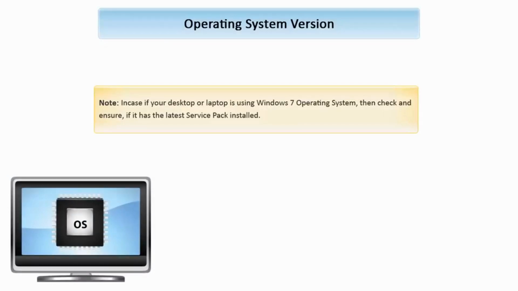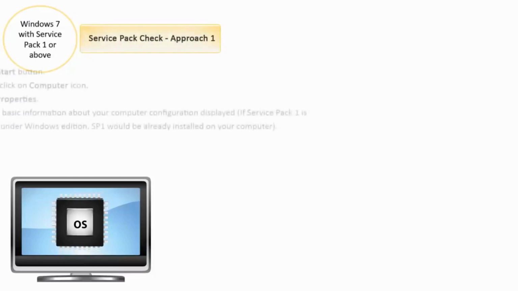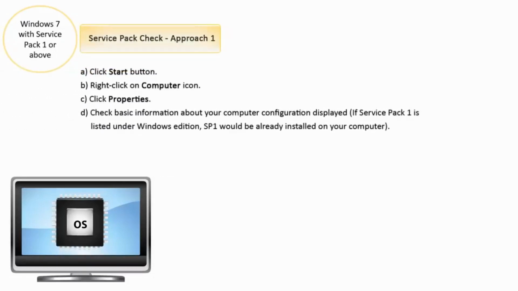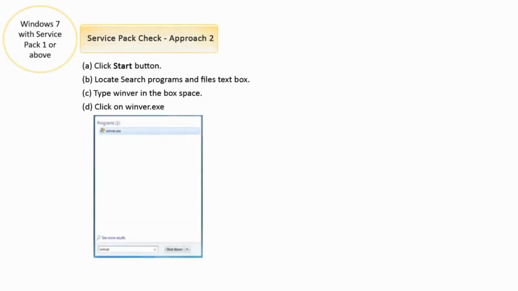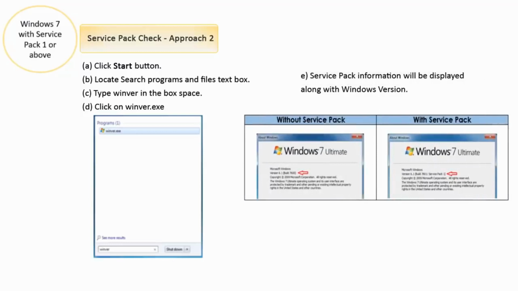In case your desktop or laptop is using the Windows 7 operating system, then check and ensure it has the latest service pack installed. There are 2 approaches to determine the service pack installed. For service pack check, approach 1. Read the below steps to execute the service pack check. The second service pack check approach is listed. Follow the steps mentioned below, and check the status of your service pack.